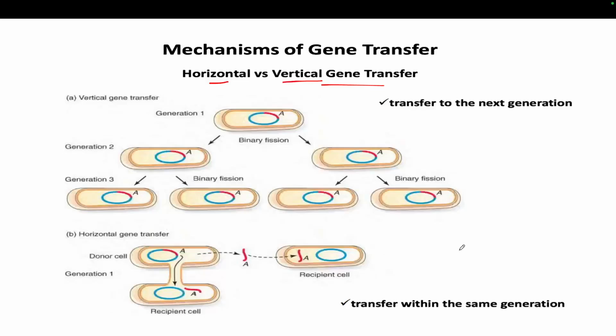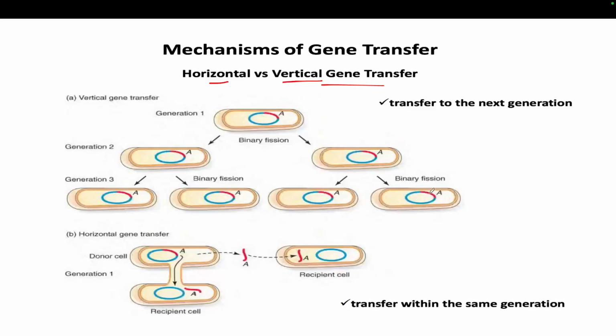But when two cells transfer genetic material to each other, it is called horizontal gene transfer. Here you can see the donor cell and the recipient cell. Most of the time it is intra-specific, but it can also be inter-specific. They are not parent and offspring; they are of the same generation. This one is not the daughter of that cell; these are two individual cells of the same generation. When transfer of genetic material happens between these two cells, it is called horizontal gene transfer.